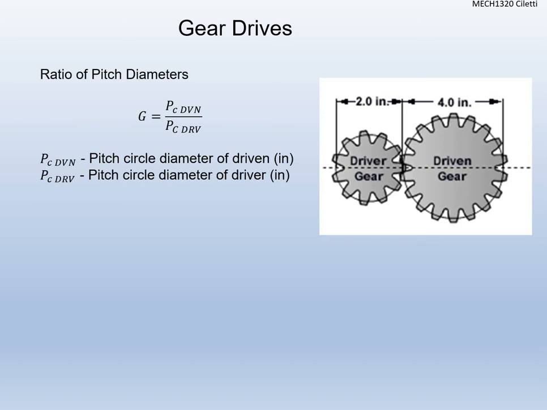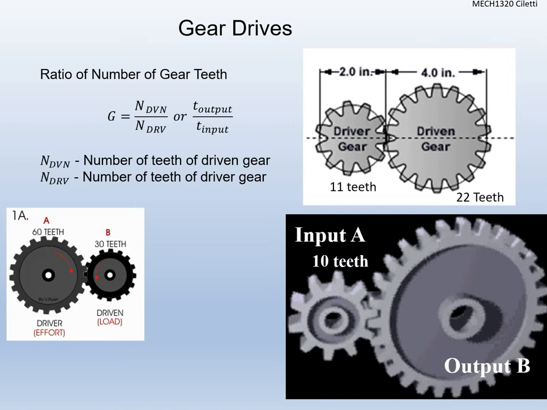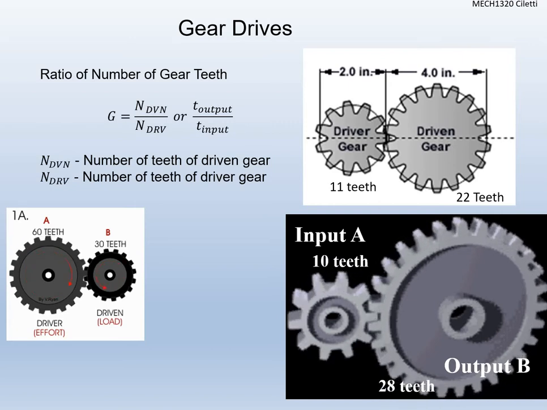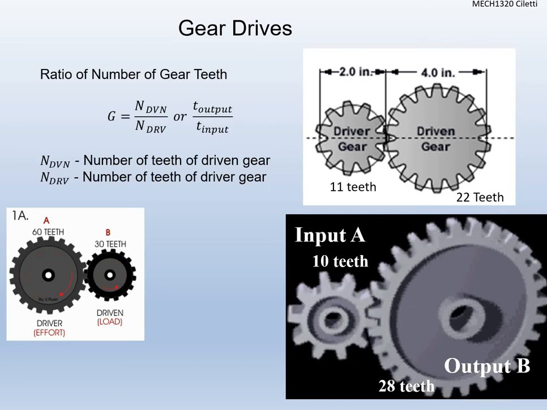So if we take a ratio of pitch diameters here, G, that's our ratio. It's the pitch circle of the driven divided by the pitch circle of the driver. So output over input. The pitch circle is kind of the center point on the tooth that goes around in a circle, and we have that diameter. In this case, it's going to be 4 divided by 2. We can either use 4 divided by 2, or if we're using teeth, we can do 22 divided by 11. I'm just looking at that first diagram in the upper right-hand corner.